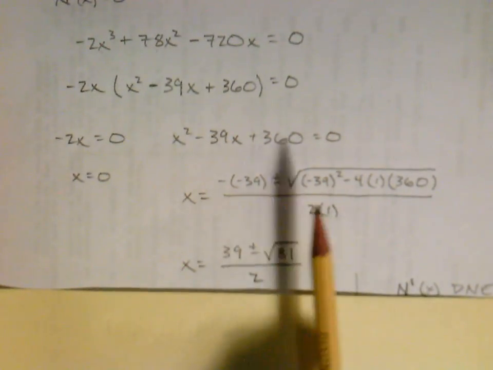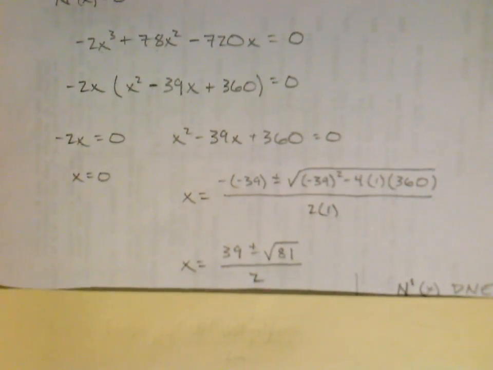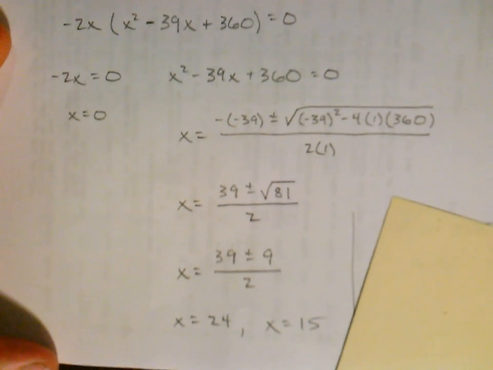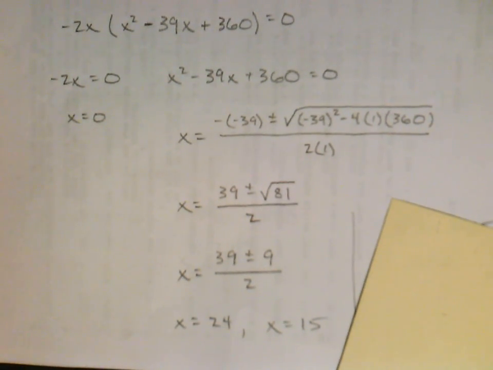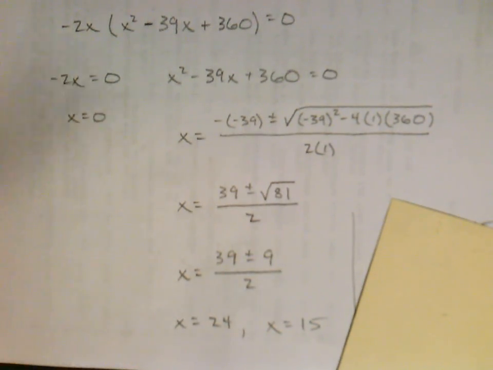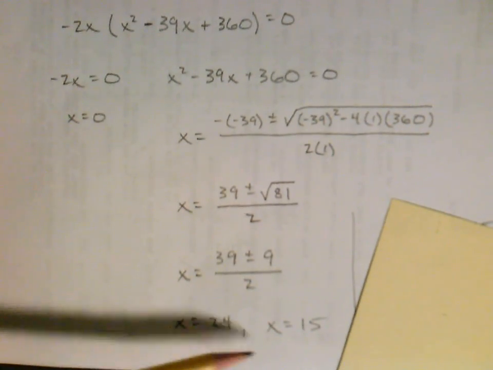nicely. I've got positive 39. Turns out what's underneath there on that square root is exactly 81, which is really great. So I've got 39 plus or minus the square root of 81 over 2, which gives me actually a couple of nice answers. 39 plus or minus 9 over 2. When I add, I get 24. When I subtract that, I get 15. So I actually came up with three answers to this, 0, 24, and 15.